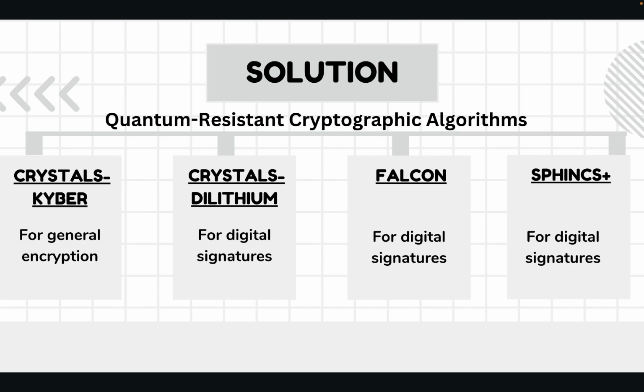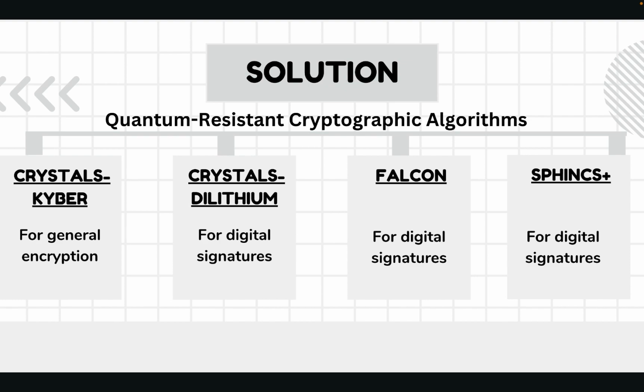The first one is CRYSTALS-Kyber. It's a key encapsulation mechanism, or KEM, based on the hardness of problems in lattice-based cryptography, such as learning with errors or ring learning with errors. The second one is the CRYSTALS-Dilithium algorithm. This is a digital signature scheme based on lattice techniques, providing security against quantum attacks. And the third one is Falcon. Falcon is a digital signature scheme based on the Falcon signature algorithm. It falls under the category of lattice-based schemes too.